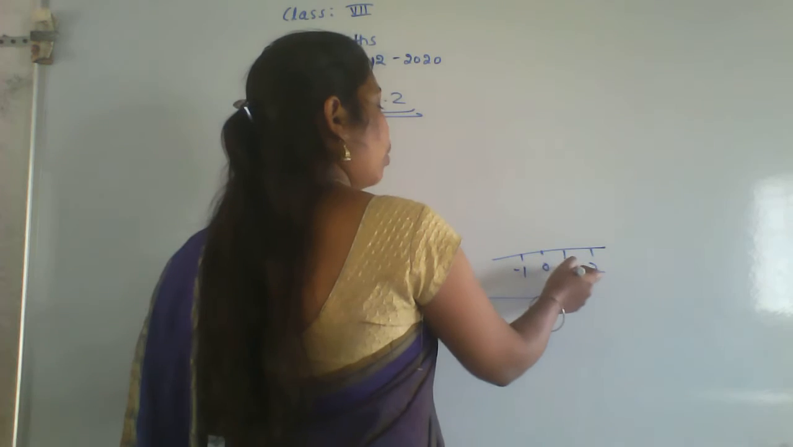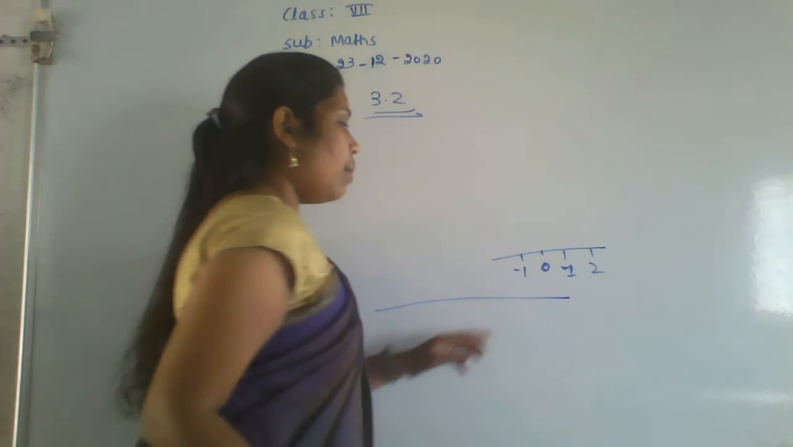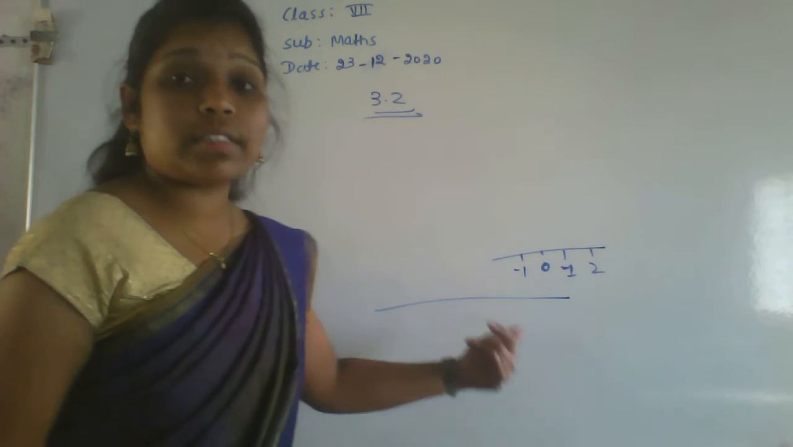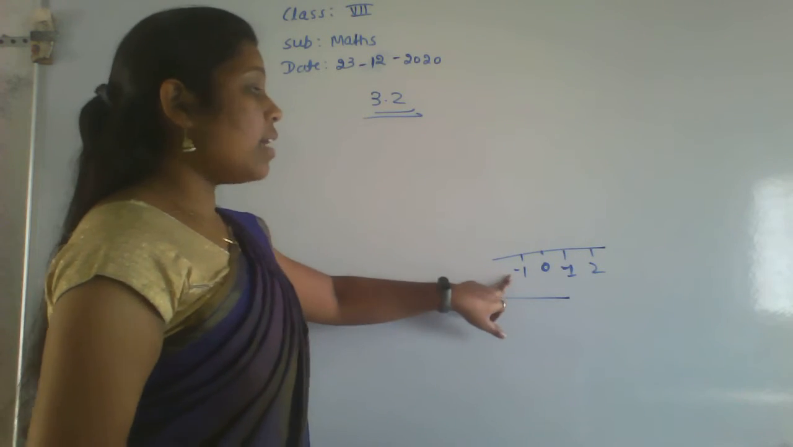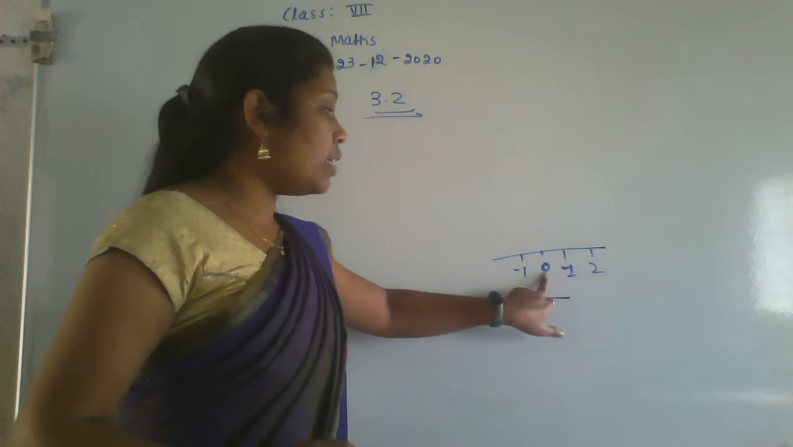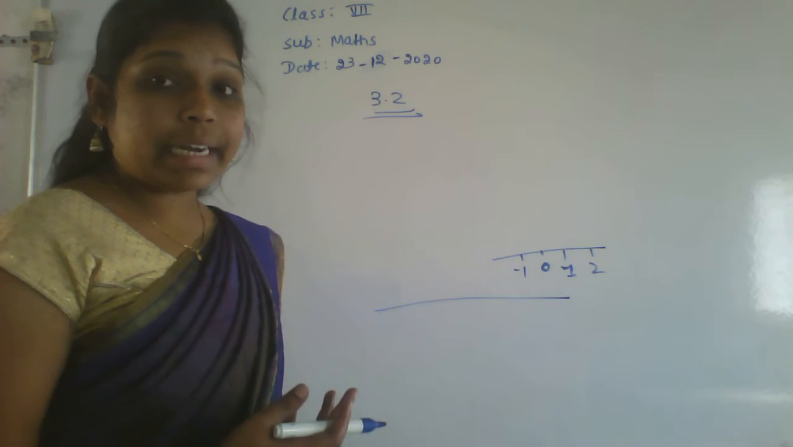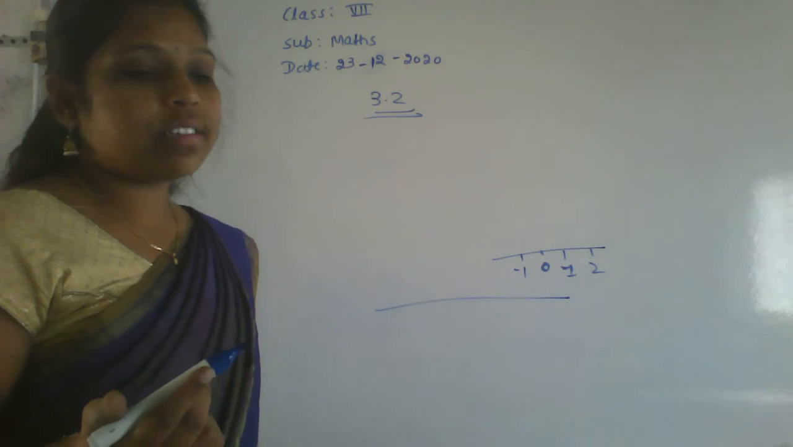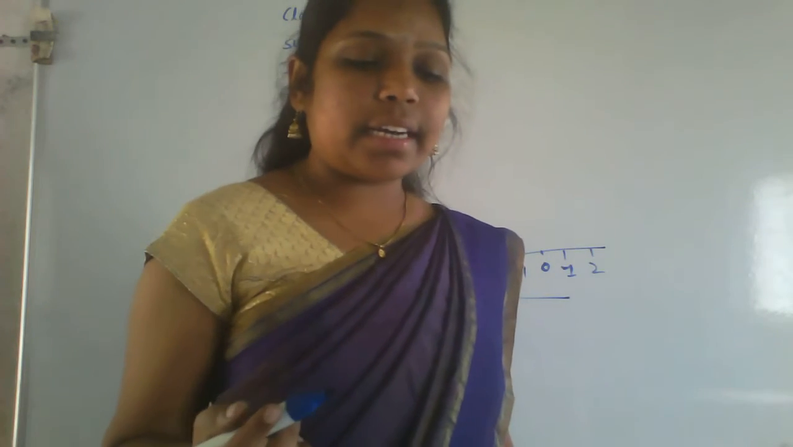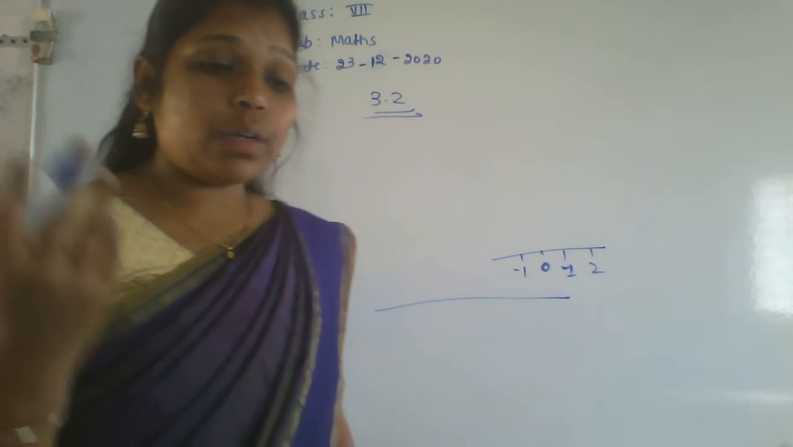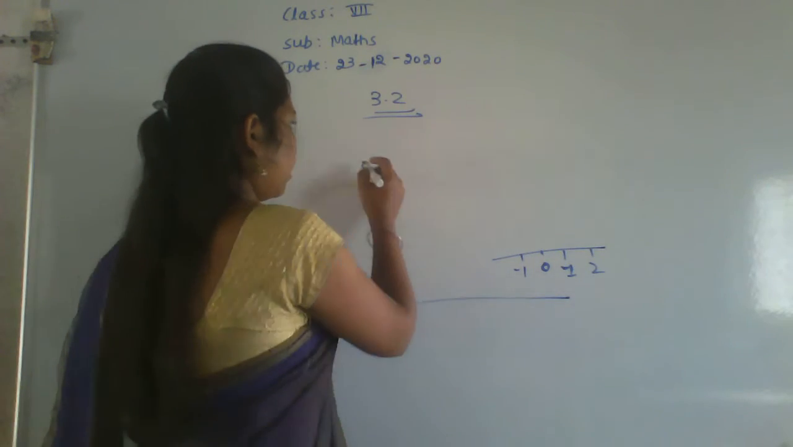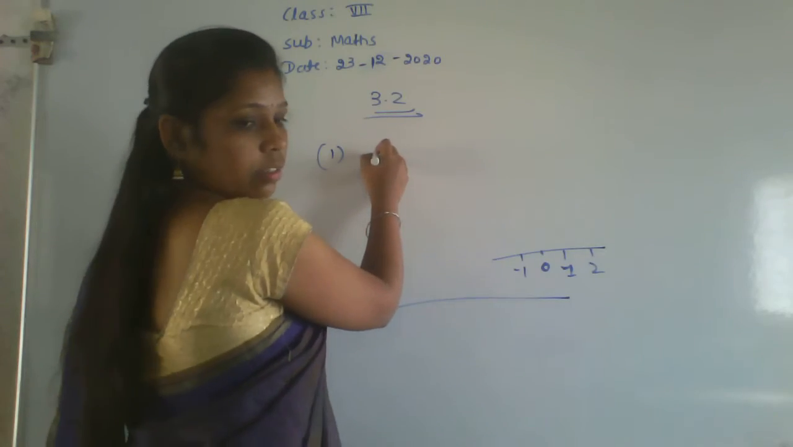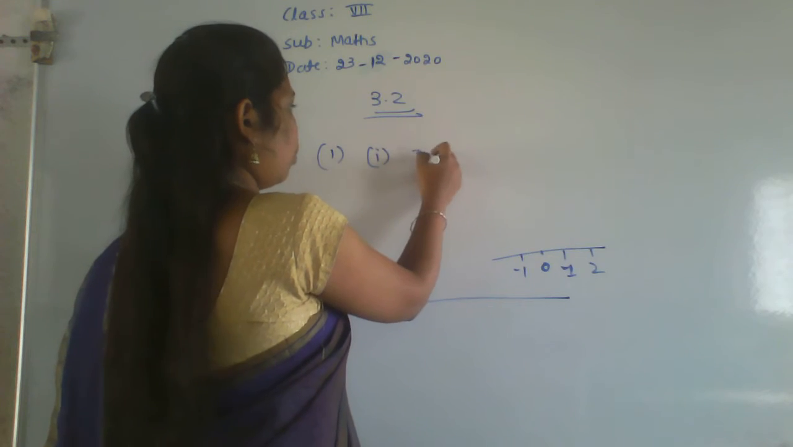So here 0 and minus 1. Minus 1 is on the left side of 0. That's why it is a smaller value, and 0 is a greater value compared to all the negative numbers. The first statement, 0 is greater than every negative rational number, is true.